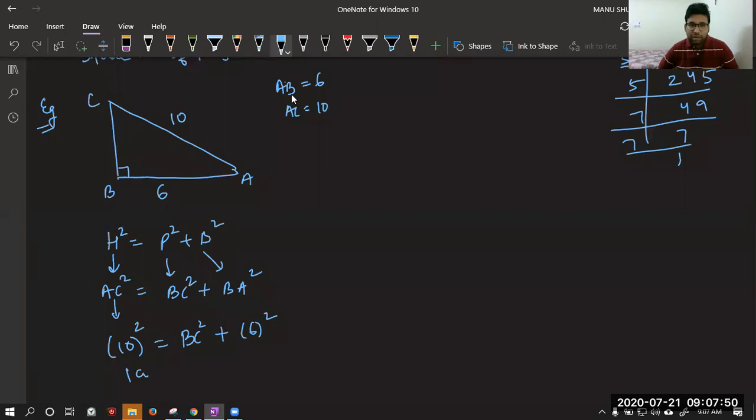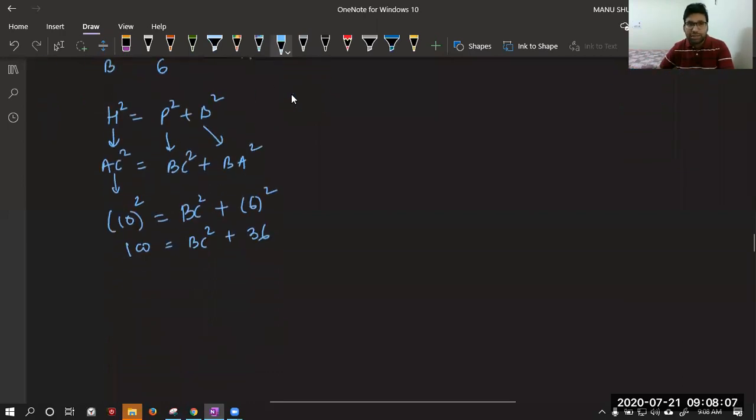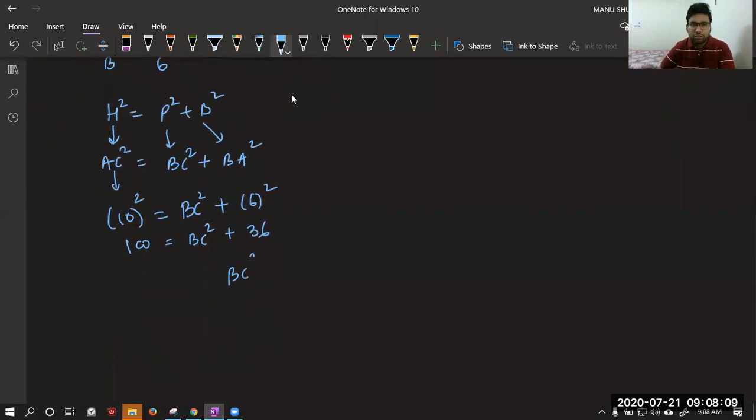We will have 100 is equal to BC square plus 36. We have to find BC square. To find anything, we have to make it alone. To make it alone, I will keep BC square on the right hand side and take the 36 to the left hand side. 100 minus 36 gives me 64 is equal to BC square.